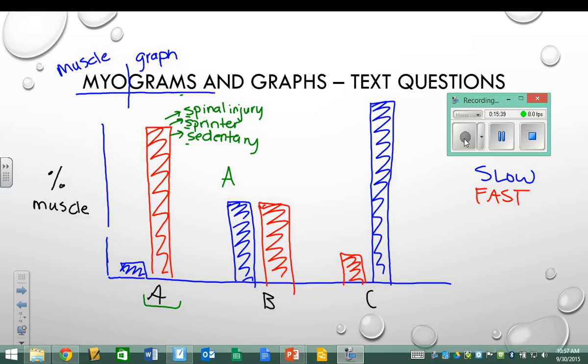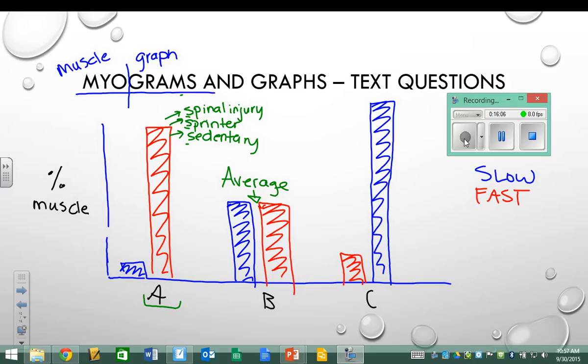Now, right in the middle here, this is your average, regular person. So the idea is that without specific training or without a lifestyle that encourages one type of fiber over the other, most people have an equivalent percentage of fast and slow twitch fibers. You have some muscles for strength and some muscles for endurance.